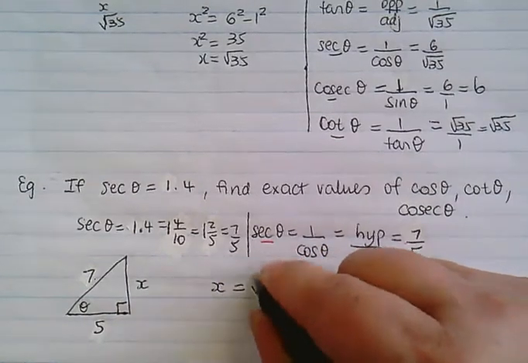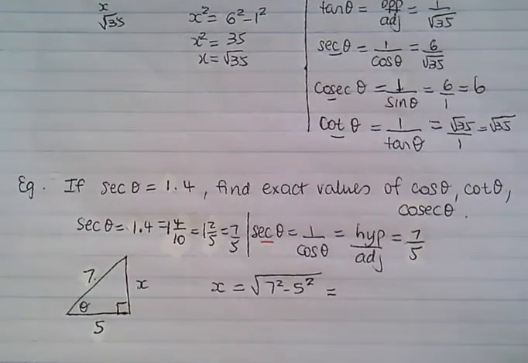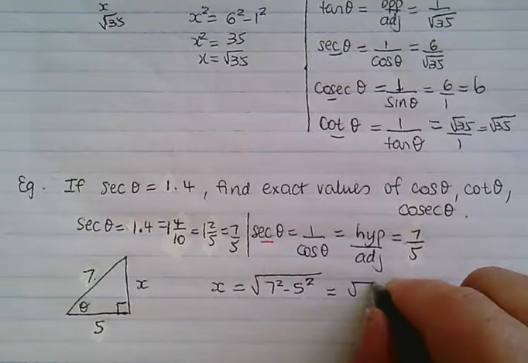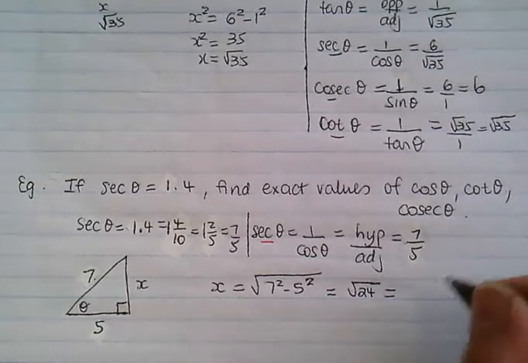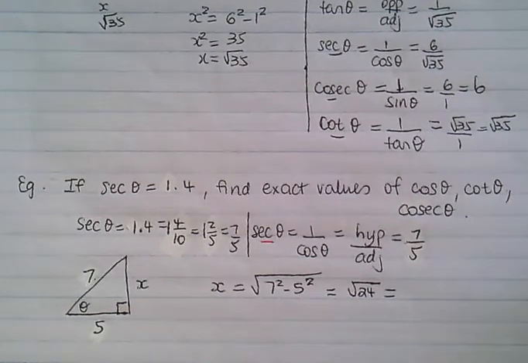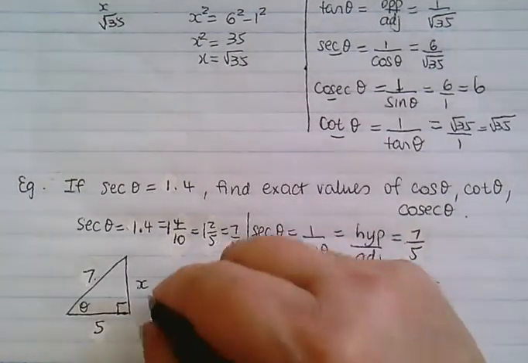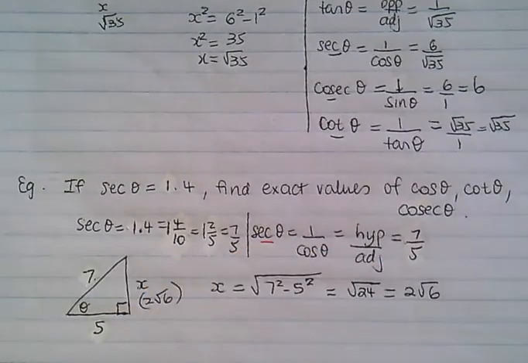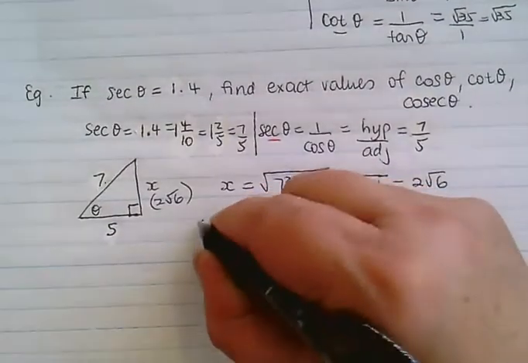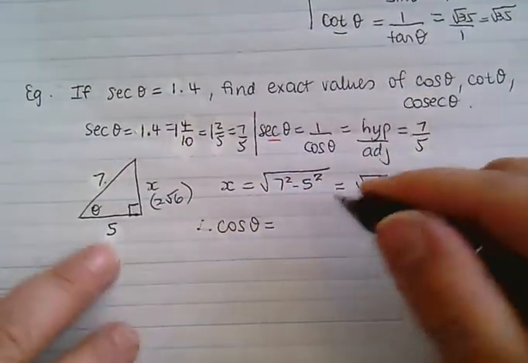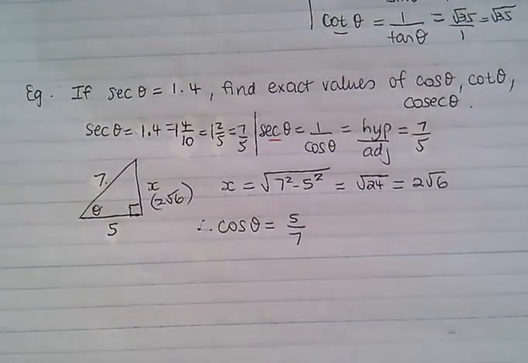You can just do it in one step, as x is the square root of 7 squared minus 5 squared. That's quicker. So it's the square root of 49 minus 25, which is the square root of 24. 49 minus 25, yeah. Which is, what's that? 4 times 6, 2 root 6. So this is 2 root 6. Okay? So now I can write the exact values of the other ratios. So therefore I can say that cos theta is 5/7. That one you actually could have just done straight away.